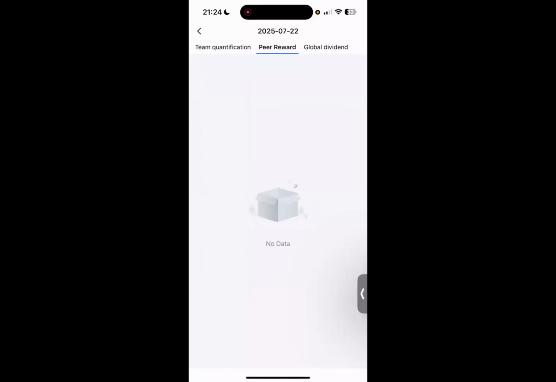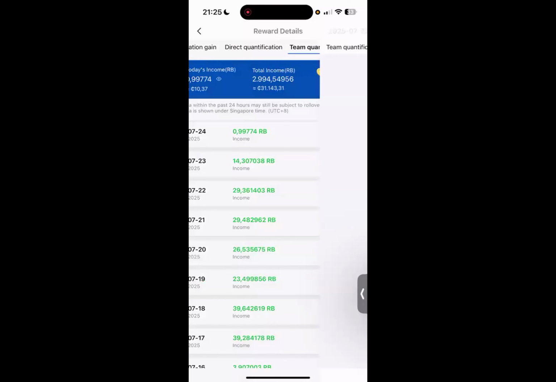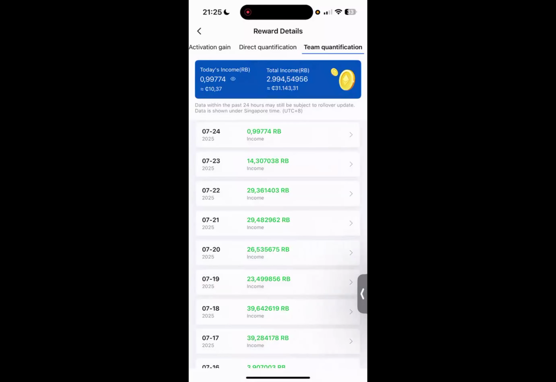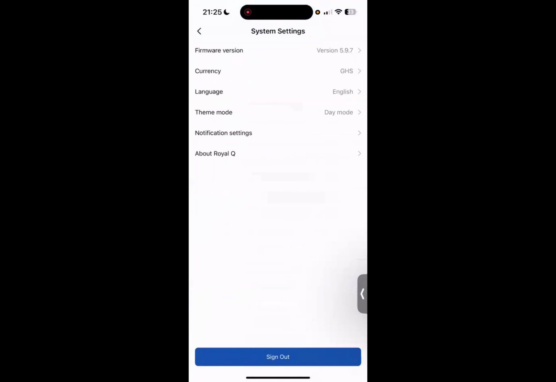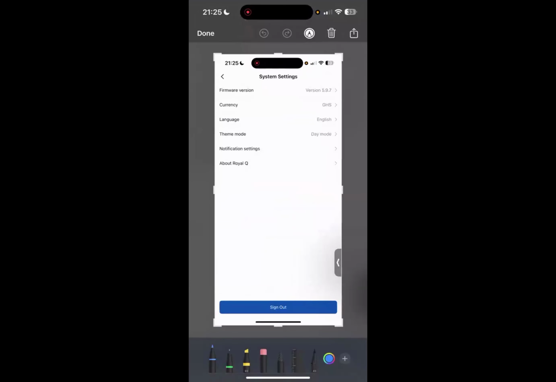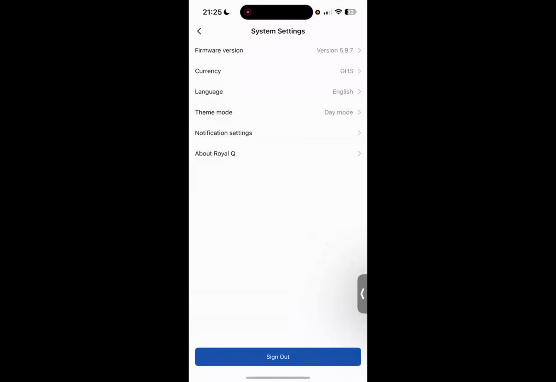Then peer reward. There is nobody on the same rank on this account. That's why you don't see any peer reward. Okay, all right. So the rest is not really important. We'll look at it on Monday, Saturday, hopefully. If you want to sign out, you use the system settings, then sign out. Okay, all right. So that is all for tonight.